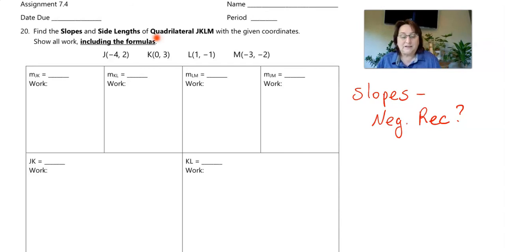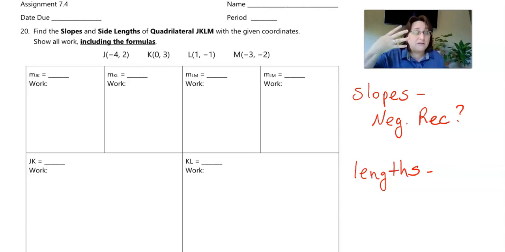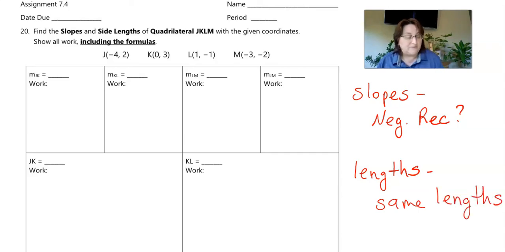Now, the second thing it says is to find the side lengths. Okay, guys, remember, the lengths of the sides, you would use the distance formula. And the reason you're going to find the lengths of the sides is because, let's think about this. If all 4 sides are congruent, then it could be a rhombus, or it could be a square, okay? So you want to see if any of the lengths are the same. If you only have 2 lengths that are equal to each other, then that's probably a rectangle.